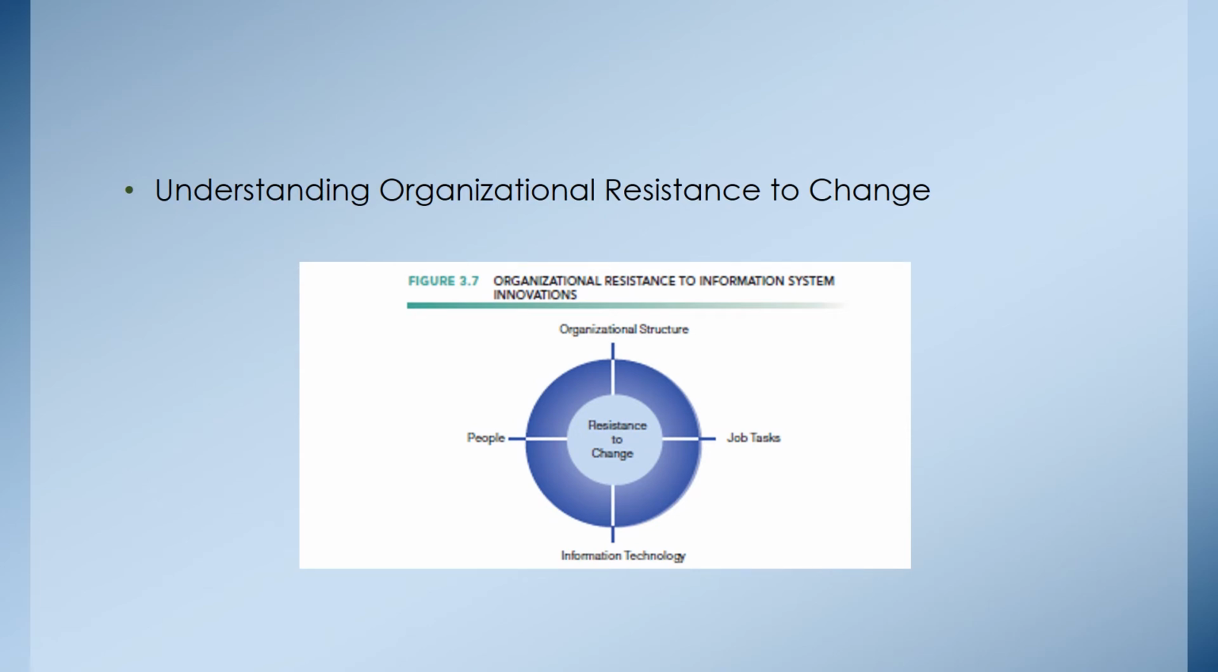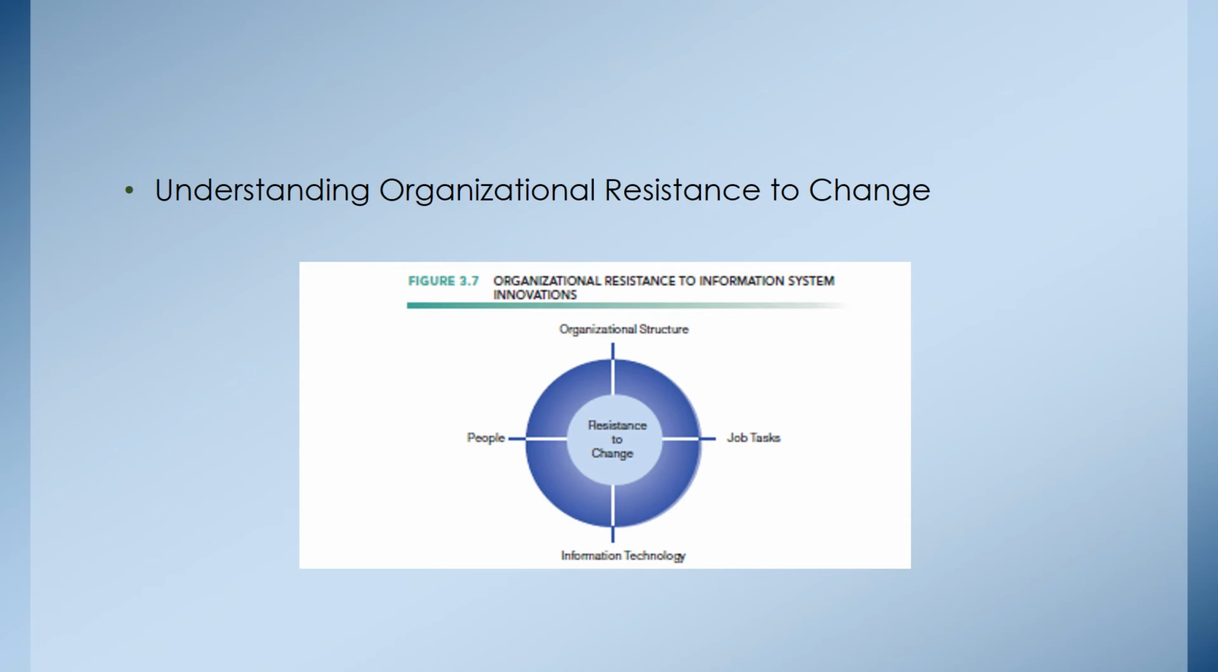Last point, understanding organizational resistance to change. Information system can affect who does what to whom, when, where, and how in an organization. Many new information systems require changes in personnel and individual routines that can be painful for those involved and require retraining and additional effort that may or may not be compensated.